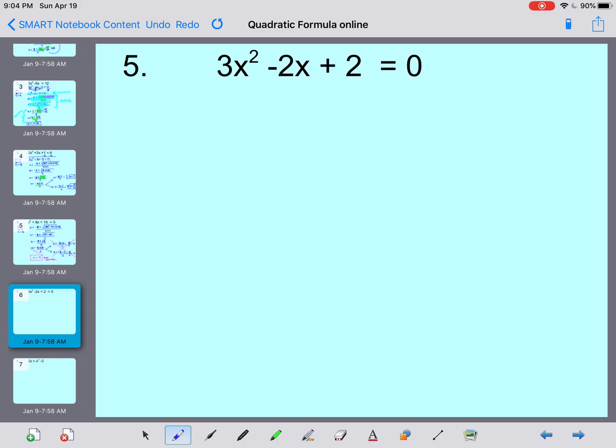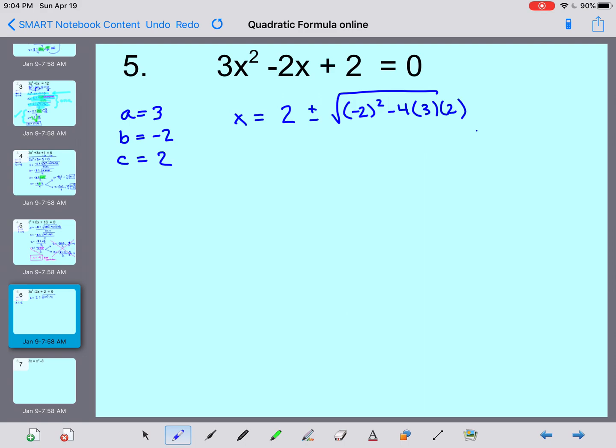There's nothing everything is divisible by, right? There's no common factor here. So go straight to our a, b, and c values. Okay, so x equals negative b, which would be 2, plus or minus the square root of b squared minus 4 times my a times my c, all divided by 2 times 3.